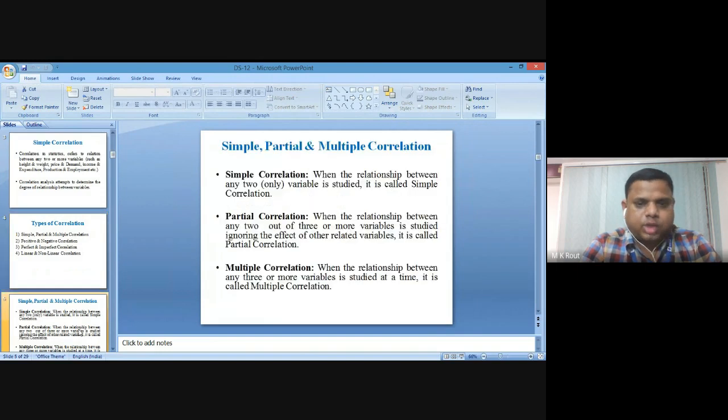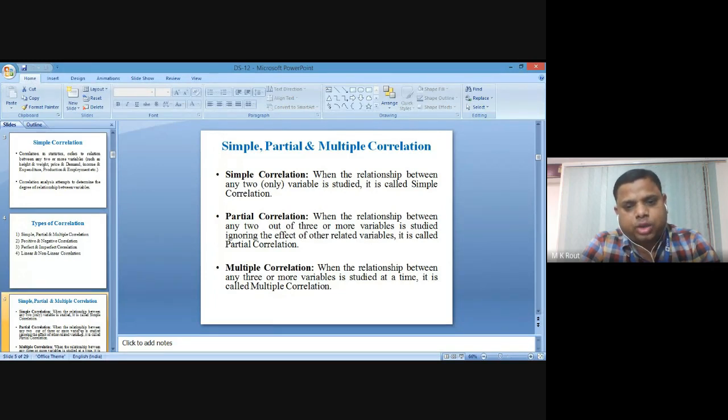If you go to the first one, in case of simple correlation, when the relation between only two variables is studied, that is known as simple correlation. For example, if you study the correlation between height and weight, or price and demand, this directly goes to simple correlation.